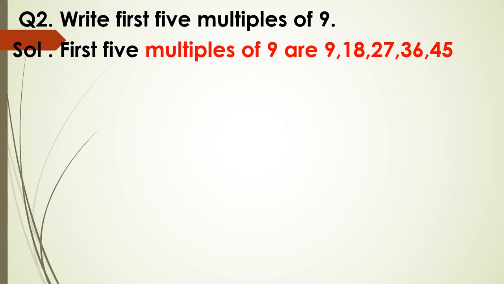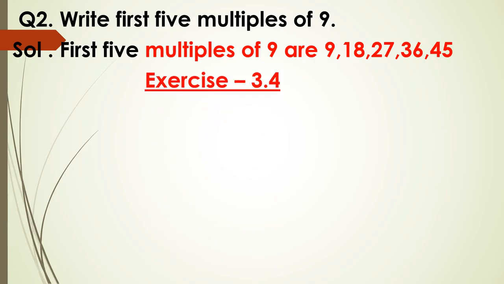Question number 2. Write first 5 multiples of 9. Here it is given first 5 multiples, because multiples are infinite in number. So we can't write all of them; the question can't say write all the multiples of 9, which is not possible. So in the question, write first 5 multiples of 9, which are 9, 18, 27, 36 and 45. Okay.